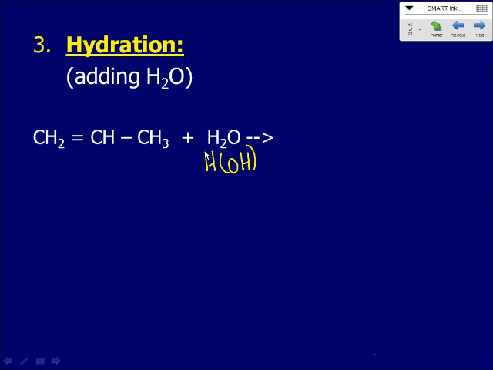You use Markovnikov's rule. CH3, C with an OH on it, and a single H, CH3. Tomorrow we're going to learn how to name alcohols. This is an alcohol, but we can name it as a branch. You can name alcohols as if it's a branch, but tomorrow we'll learn how to name it as its own functional group. But for today, let's give it a branch name, and we call this a hydroxy.